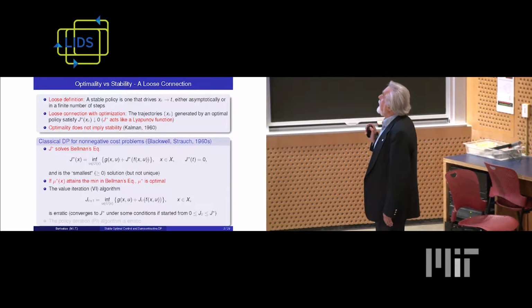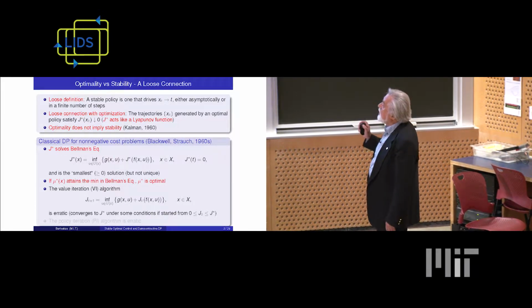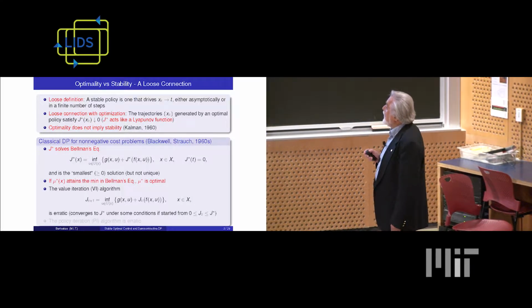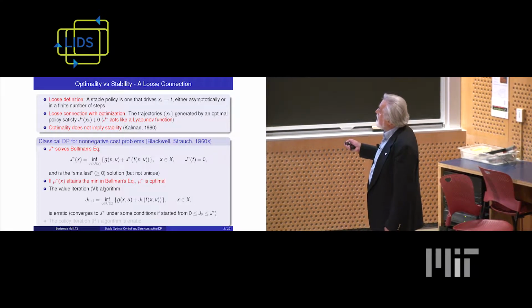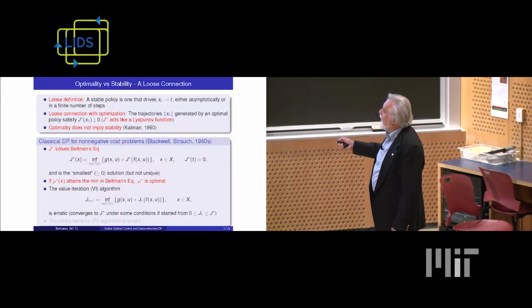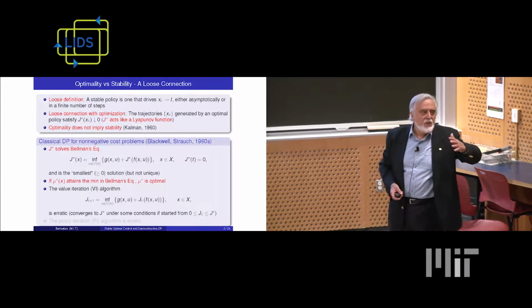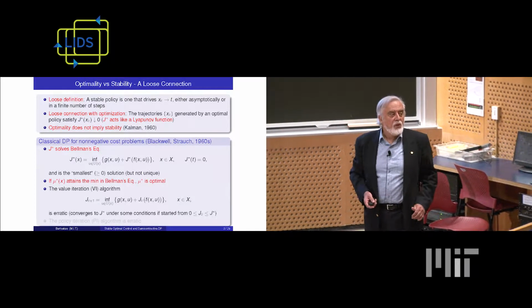Another important piece of theory deals with the value iteration algorithm. It's a very important algorithm in infinite horizon dynamic programming, where you start from some function J0, and then you iterate with the Bellman equation operator, the dynamic programming operator. From J0, you get J1, then J2, and so on. You obtain a sequence of functions starting from the initial condition.